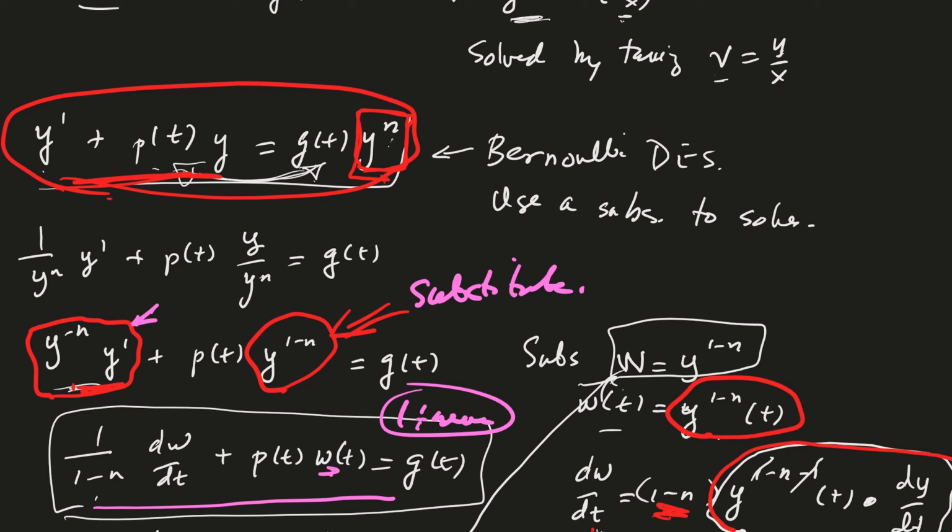Bernoulli equations are kind of fun to solve. Because sometimes things are either Bernoulli or something else, and sometimes Bernoulli is the easier way to go to solve.